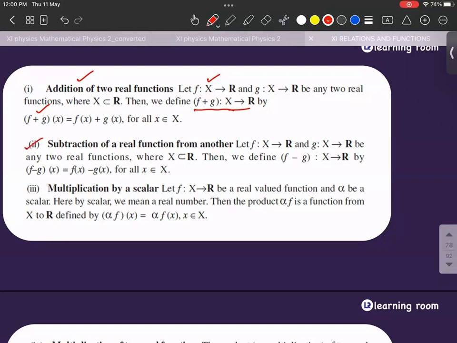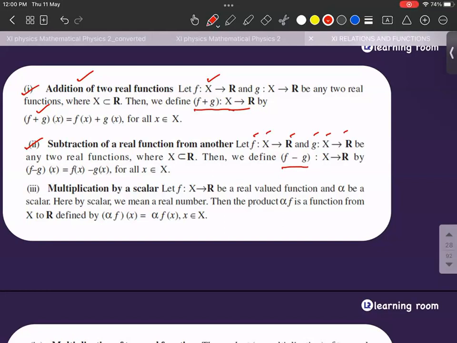Similarly, if I talk about subtraction of a real function from another, then f is a function mapped from X to R. g is also a function mapped from X to R, both real functions, where X is a subset of R. Then f minus g will also be a function mapped from X to R, given by (f minus g)(x) is equal to f(x) minus g(x). Basically, you're subtracting one from the other.